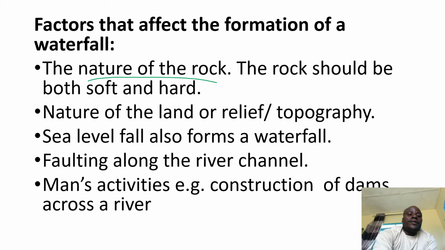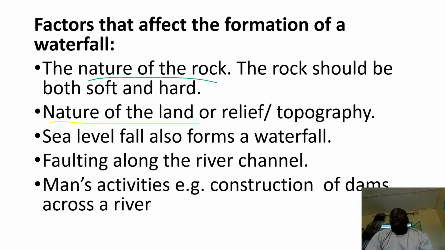Then we have nature of the land, relief. At least for a waterfall to form, the river must be flowing from a high altitude to the area of low altitude. Must be flowing from a hill top to the valley. If the whole land was flat, waterfalls may not form.